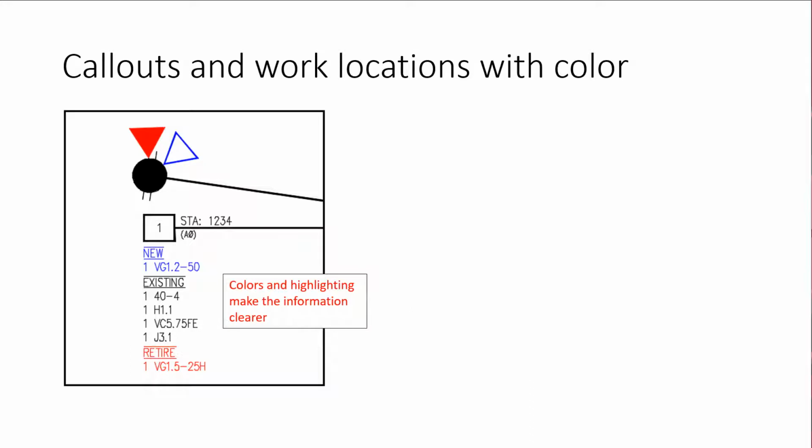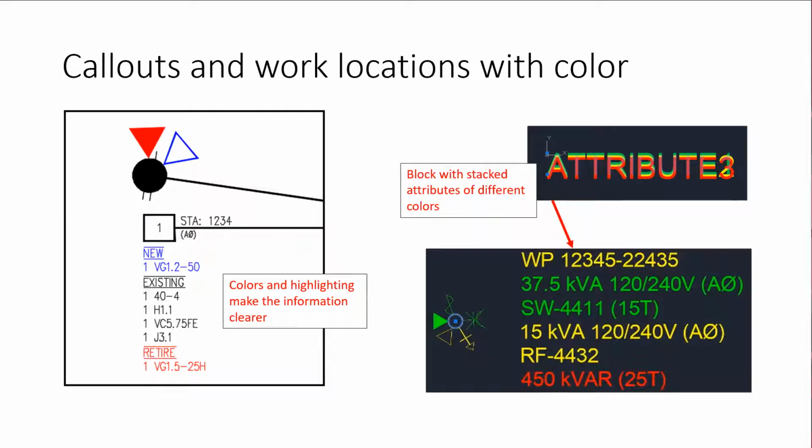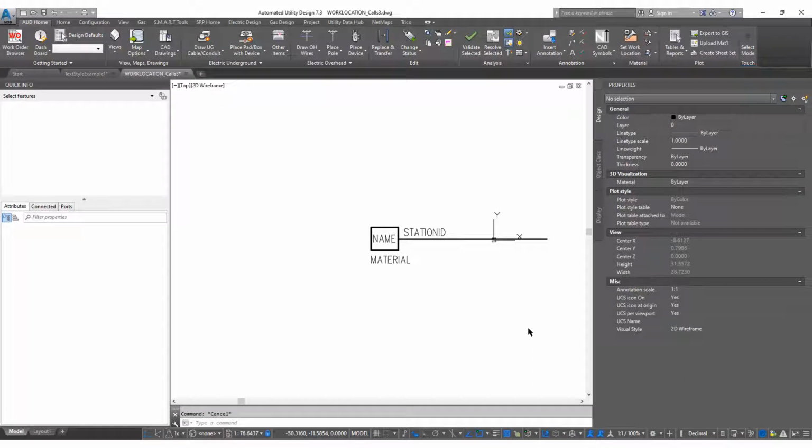Until recently, every case I'd seen handled this using complicated callout or work location blocks that contained multiple attributes with different colors. Indeed, I did a video sometime back that showed how you could have 3 attributes stacked directly on top of each other to show material data using different colors. But there's a better way. It's something that's been in AutoCAD for years. Let's use an example using work locations that show the materials at the location.